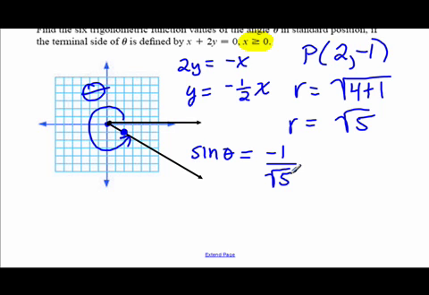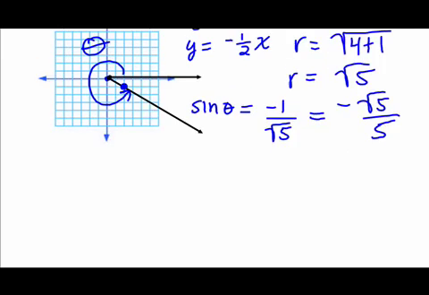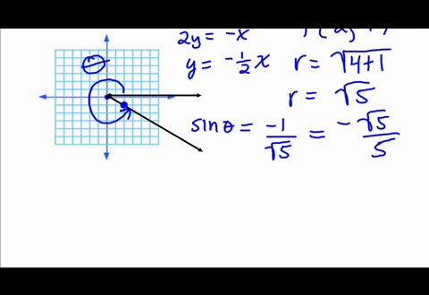And you've been probably told in earlier algebra classes, you can't leave a radical in the denominator, right? You have to rationalize the denominator. So we're going to multiply top and bottom by the square root of 5. So we get -√5 over 5. Again, all I did there was multiply top and bottom by the square root of 5. Let's find the other 5. Cosine, x over r. That's 2 over the square root of 5. And when we rationalize, we get 2√5 over 5.